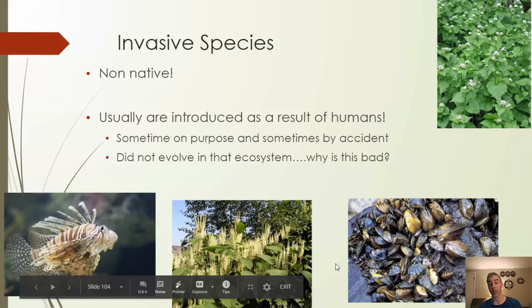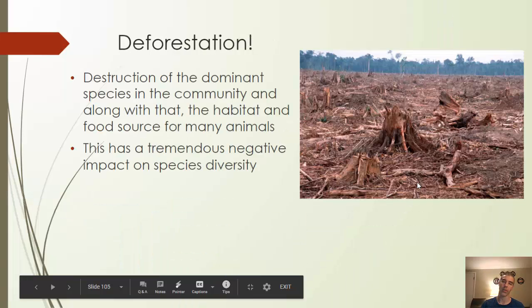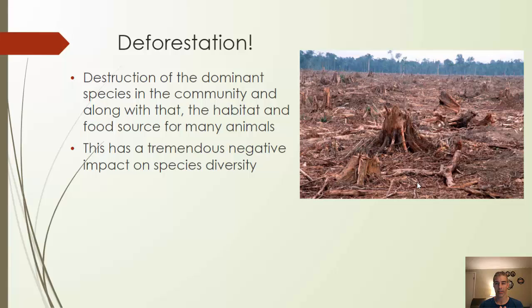Zebra mussels, you've heard of. They're cleaning out the lake. The lake's really clear because of it. But that's not good for all the species that live within the lake, and it decreases biodiversity. So invasive species are bad because they do not belong there, and they did not evolve there, and they throw off the ecosystem in general in lots of different ways.